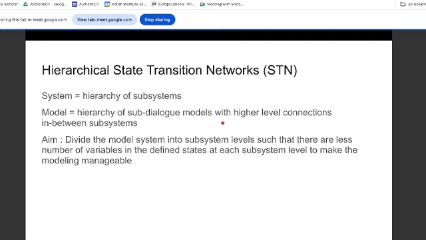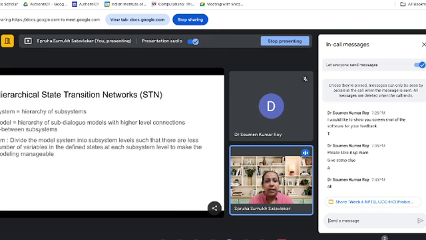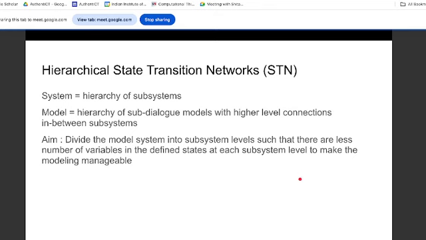So the aim while we do these hierarchical state transition networks is that we divide the big model into subsystem levels, such that there is a smaller number of variables in the defined states at each subsystem level, so that we can make the modeling manageable. In the video lectures there is an example of an alphabet representation on screen, and we will go over that example soon, in the next few slides.